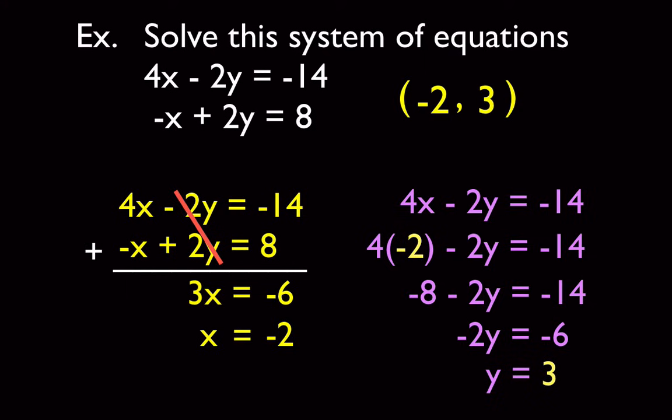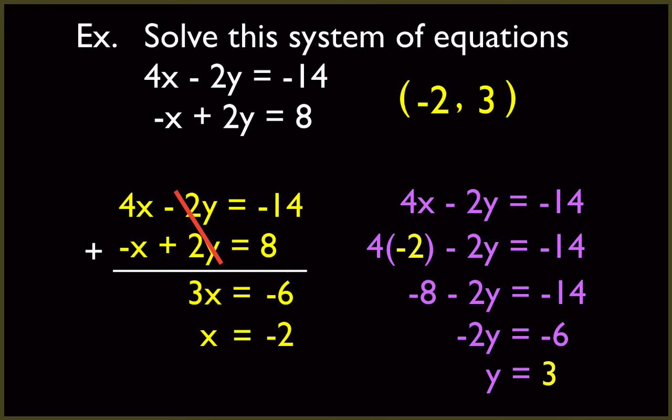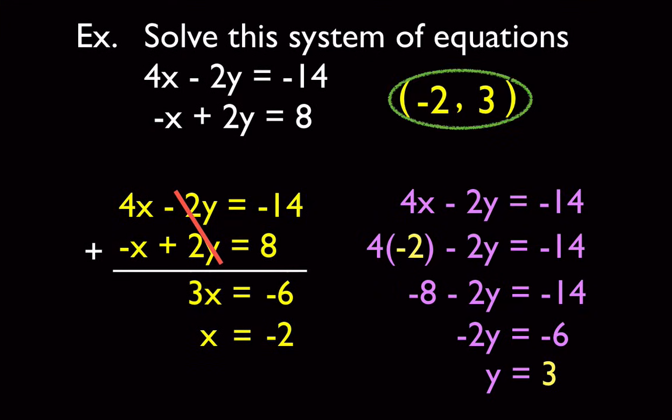Another great example of checking your answer. The opposite of negative 2 is positive 2. 2 times 3 is 6. Yep, that works. Okay, just a real quick way to check and make sure that your answer is correct.